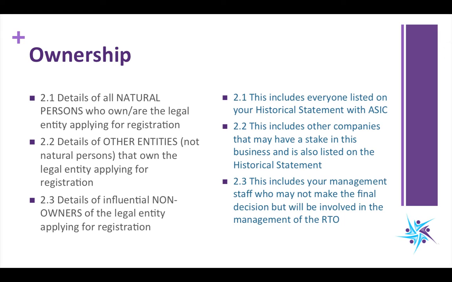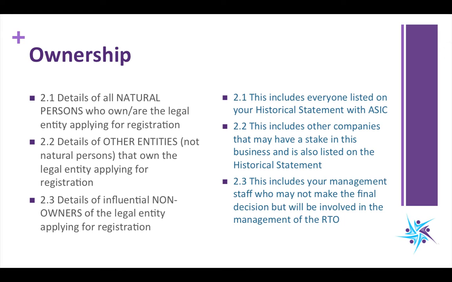So you would have to include that as ownership in your application, as per the form that we have on there. So this includes other companies that may have a stake in the business and is also listed in historical statement. 2.3 is non-influential owners.